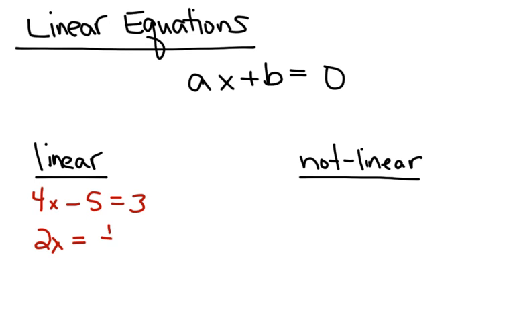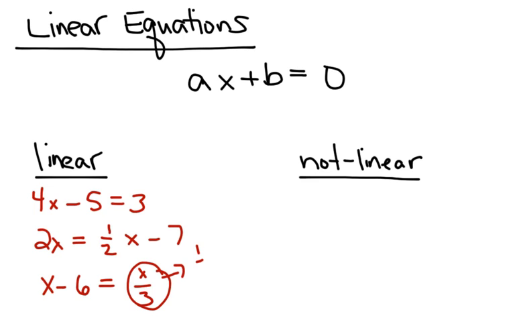2x is equal to 1/2 x minus 7 is a linear equation because you could subtract 1/2 x from both sides and then finish solving for x. x minus 6 is equal to x divided by 3 is a linear equation because x over 3 is the same as 1/3 x. Some examples of equations that are not linear are x squared plus 2x equals 8.